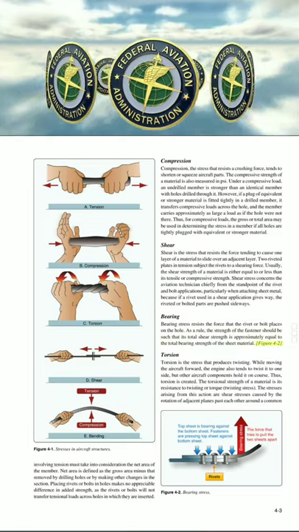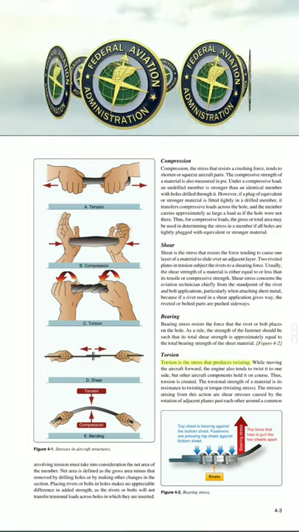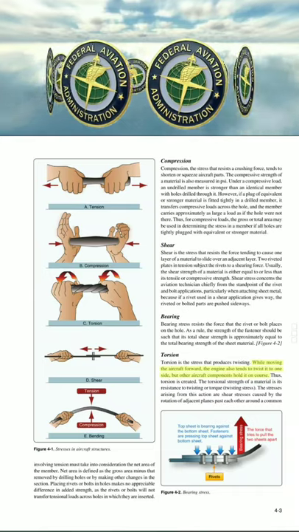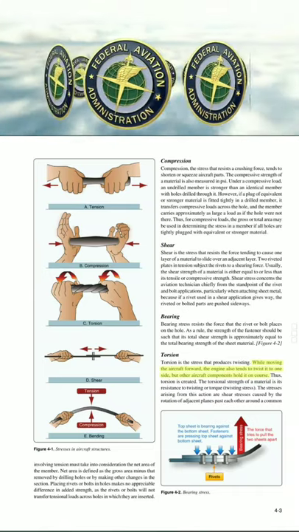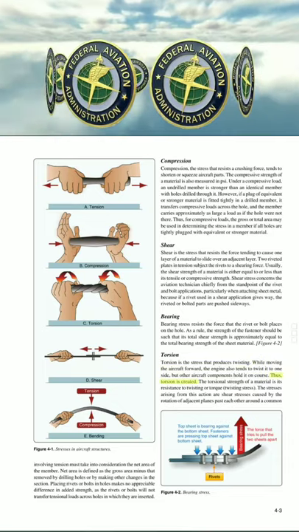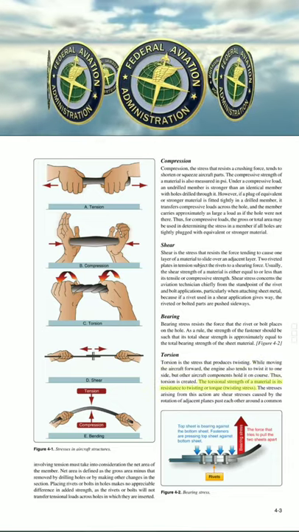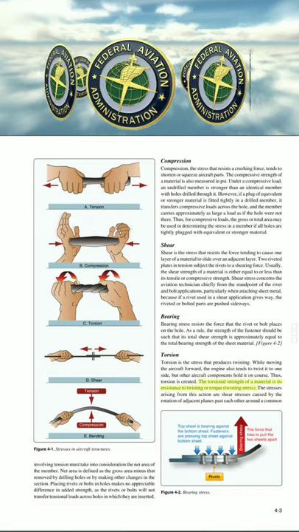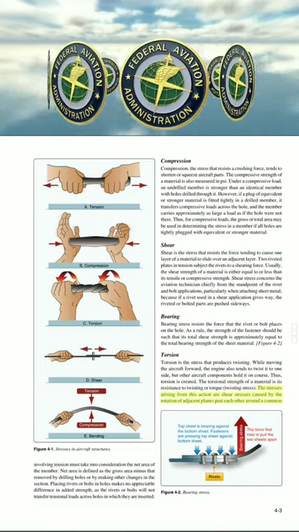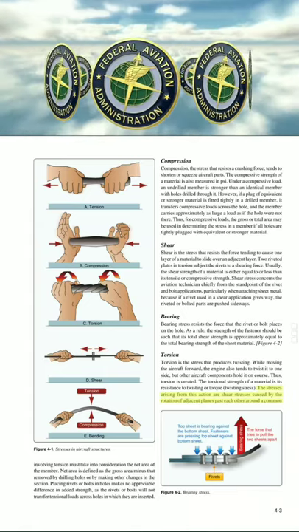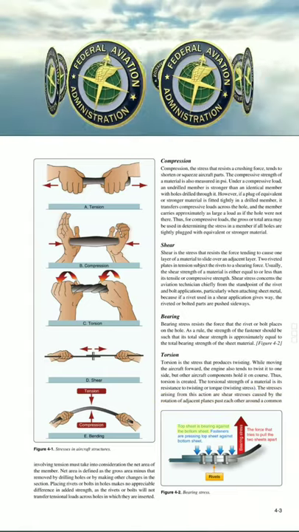Figure 4-2. Torsion. Torsion is the stress that produces twisting. While moving the aircraft forward, the engine also tends to twist it to one side, but other aircraft components hold it on course. Thus, torsion is created. The torsional strength of a material is its resistance to twisting or torque, twisting stress. The stresses arising from this action are shear stresses caused by the rotation of adjacent planes past each other around a common axis. Top sheet is bearing against the bottom sheet.